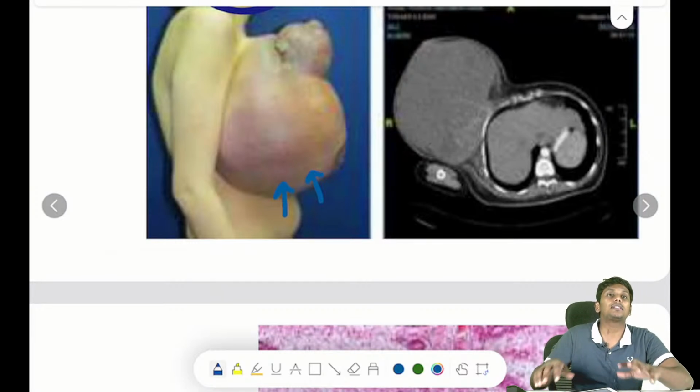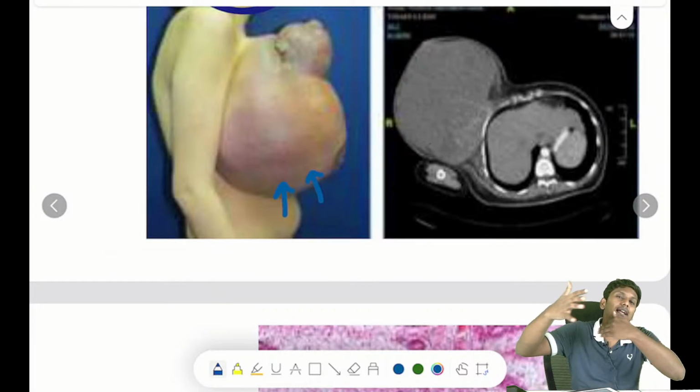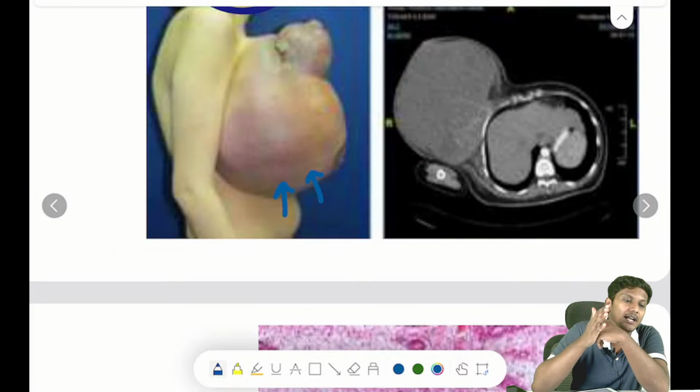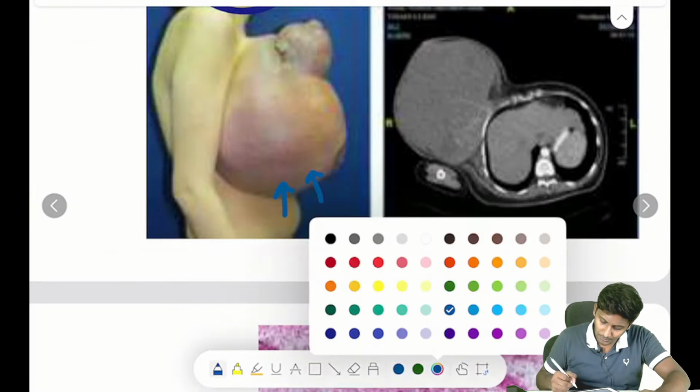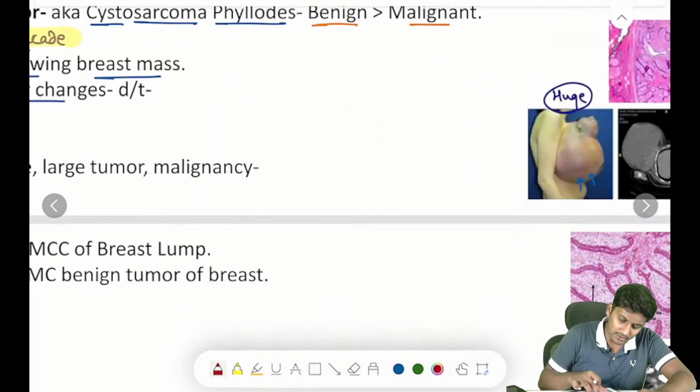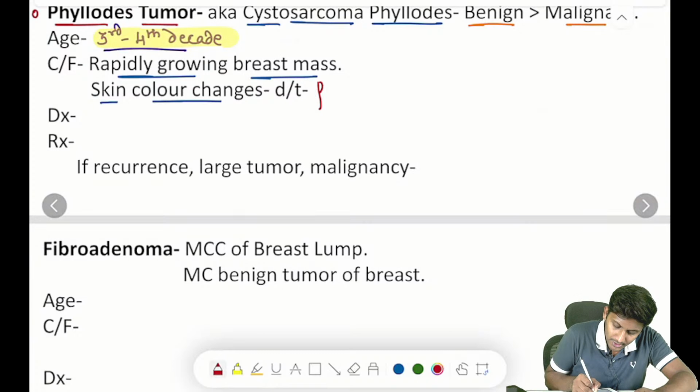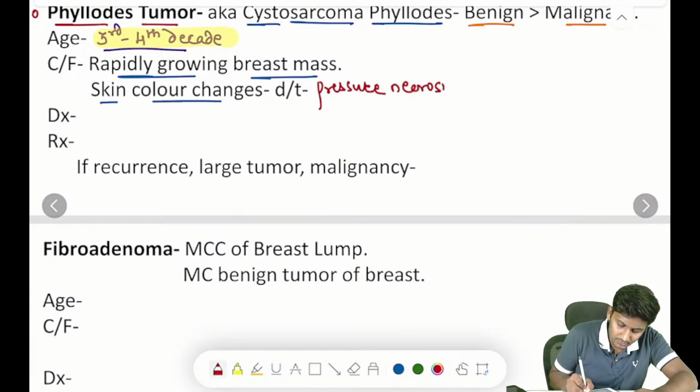The reason is, this is such a huge breast tumor that it causes compression of the blood vessels supplying the skin. As there is decreased blood supply to the skin over the breast, there is ischemia, and due to that there will be necrosis. So please remember, the skin color changes seen in cystosarcoma phylloides are due to pressure necrosis from the tumor.